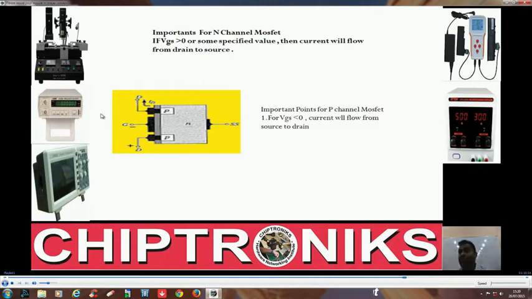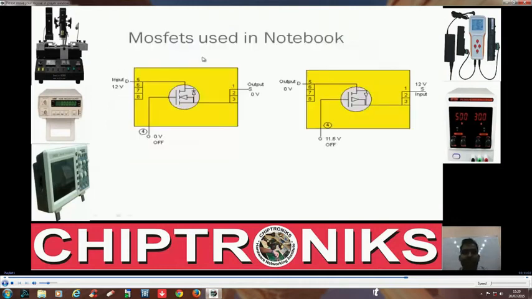We'll also look at what happens when the input is not connected to the drain in an N-channel MOSFET. When input is connected to the source, what happens in that case? You see, the MOSFET used in a notebook motherboard has an internal diode present. This diode is called a damper diode, alright?